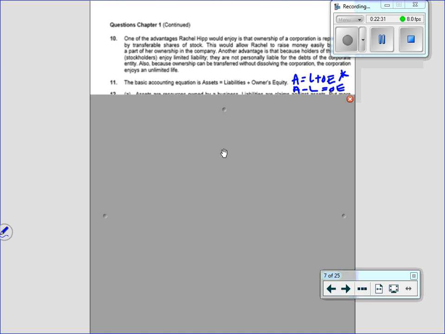Number 12, define the terms assets, liabilities, and owner's equity. And part B asks, what items affect owner's equity? Or where do the 2 pluses come from? Where do the 2 minuses come from? Why don't you quickly answer both A and B? Define what an asset is, define what a liability is, define what owner's equity is.